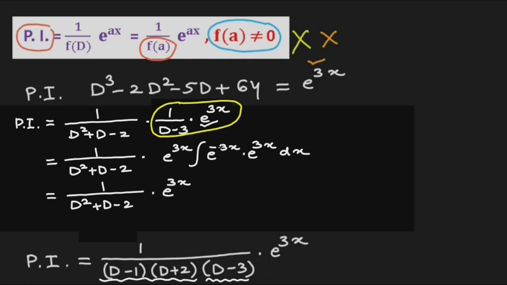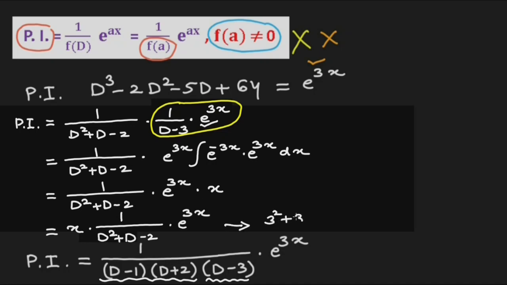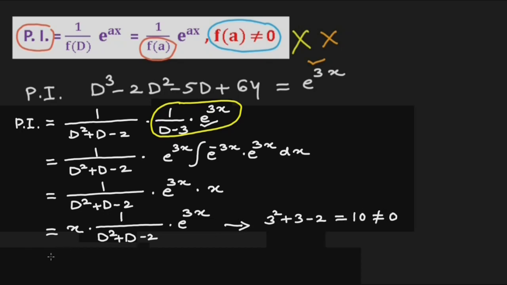E raised to minus 3x into e raised to 3x will be 1. Integral 1 dx will be x. So this will be x times 1 upon (D square plus D minus 2) e raised to 3x. Here, since 3 square plus 3 minus 2, which is 10, is not 0, we write the particular integral as x upon 10 e raised to 3x.